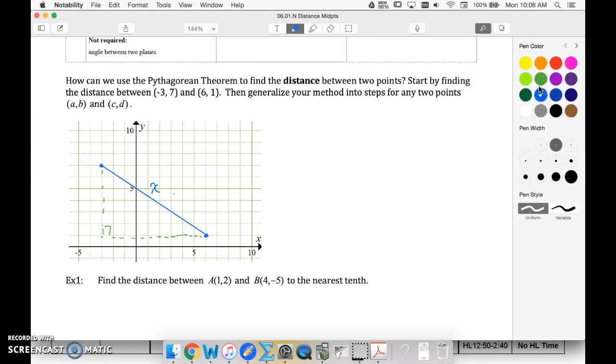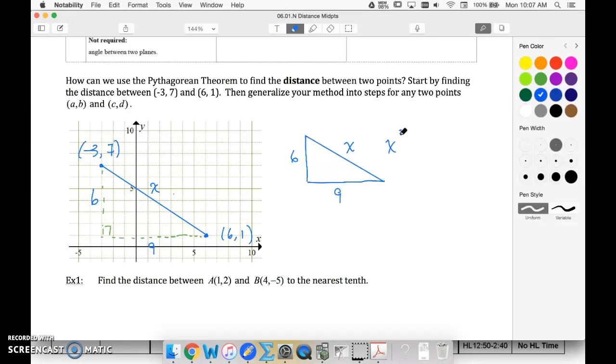So remember, I had my point -3, 7, and this point over here was 6, 1. So what I'm looking for, if I'm going to use Pythagorean theorem, is how long this piece is. I can count the squares, 1, 2, 3, 4, 5, 6. Counting across, I know that's 3, and I went over another 6, so that must be 9 on the bottom. So I've got a little right triangle that looks like this, 6, 9, and I want to know my x.